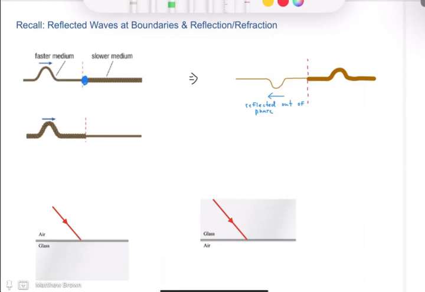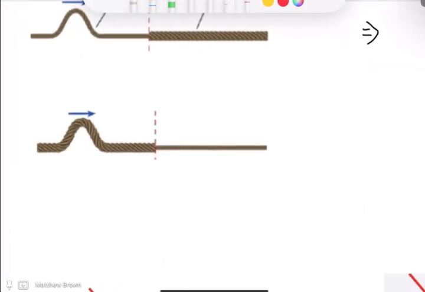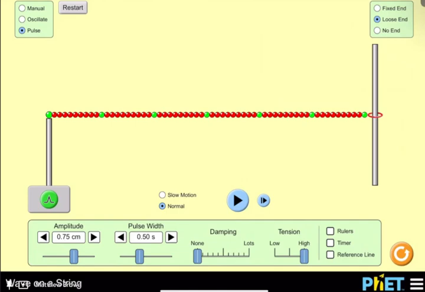And what if we have this other situation here? What if we have this thicker rope here, in a slower medium, and it goes into a faster medium? Then what can happen? I can't show you the transmitted one on this, just the way this simulation is, but we can look at the reflected end.